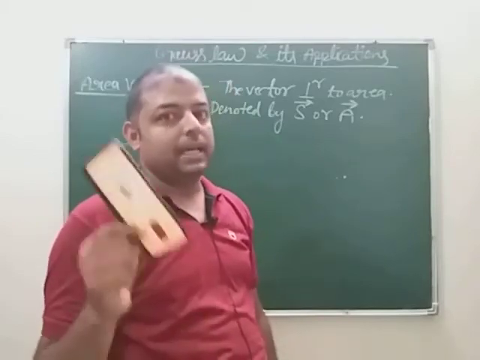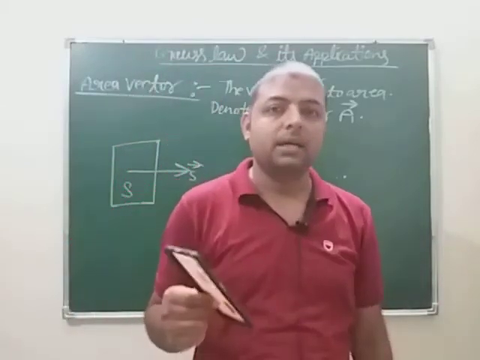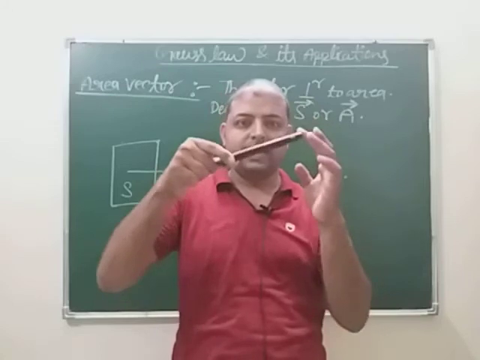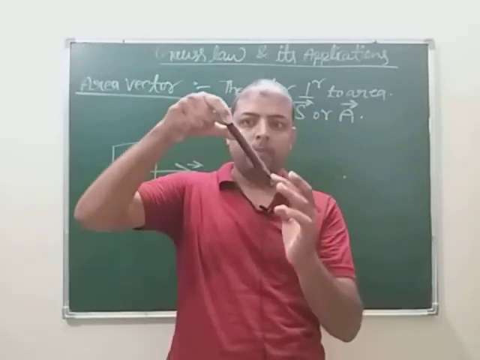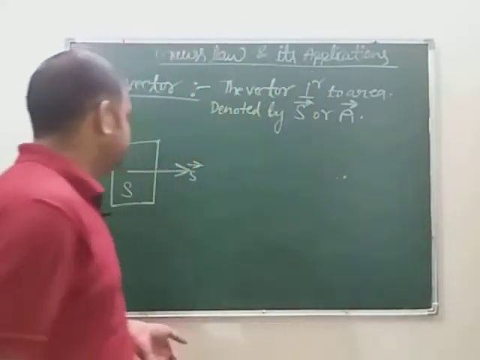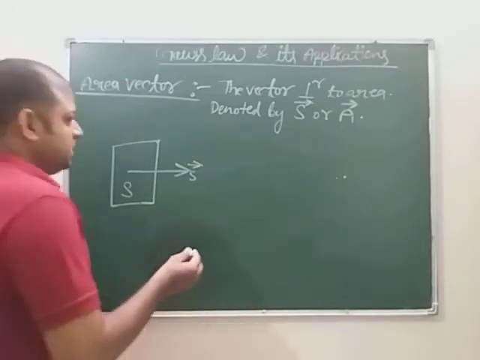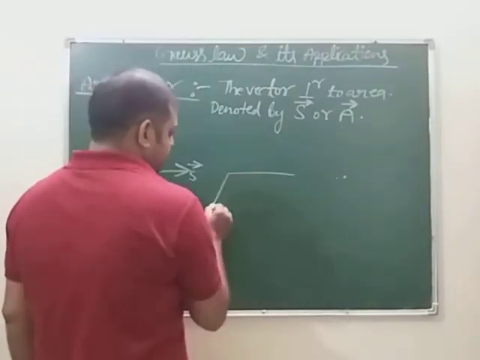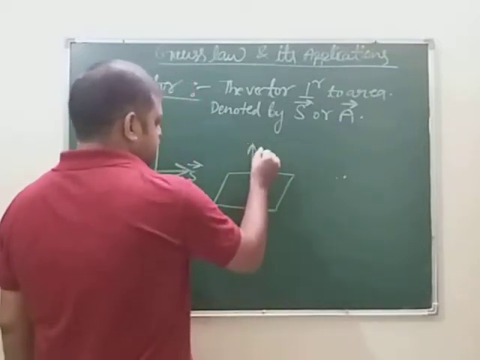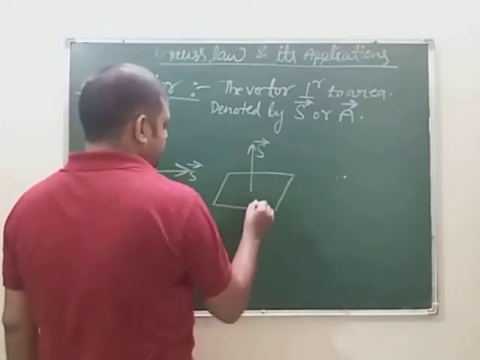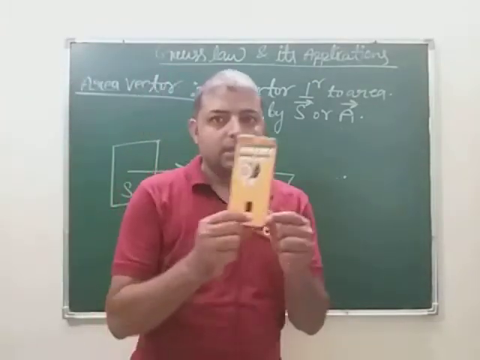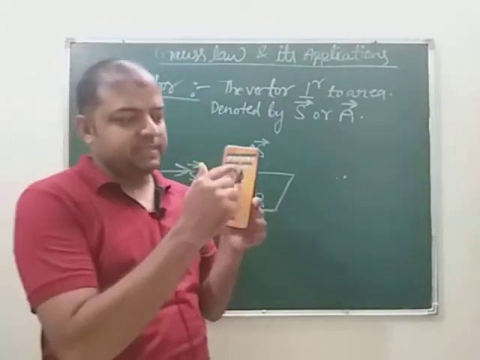So in this case the area behaves like a vector quantity, because the direction of the area decides how many electric field lines will pass through it. In those cases it is considered a vector quantity. Suppose the surface is horizontal, then the area vector is always perpendicular to the area.